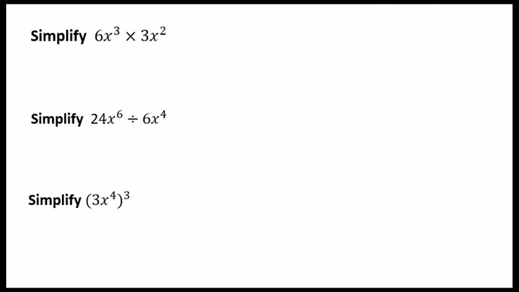The sixth type of question will always ask you to simplify an expression using your laws of indices. To work out this first example, I'm going to first consider multiplying the numbers and then the x parts. So 6 times by 3 gives me 18, and x cubed times by x squared, because they are indices with the same base, I can simply add the powers to get x to the power of 5. That would be my simplified answer.